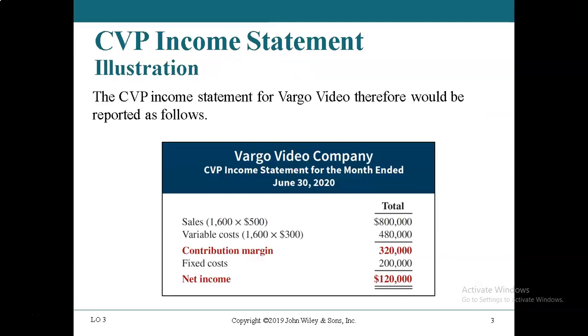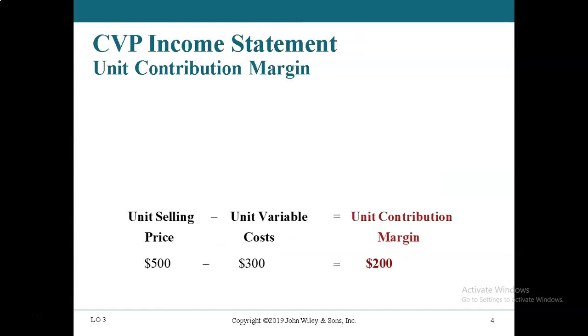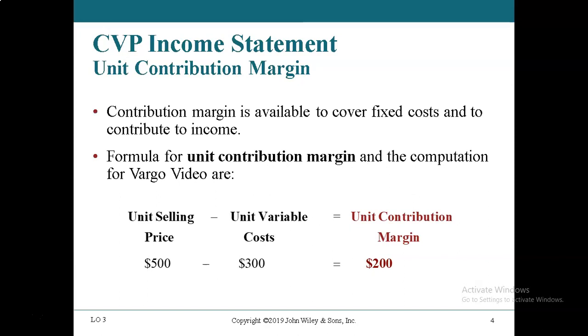Notice that here we have contribution margin, which is $320,000. That's like a total number. Here we have unit contribution margin, which means for one unit. In this case, for each unit that you sell, you make $200 towards your bottom line.